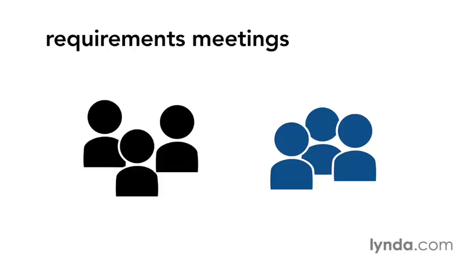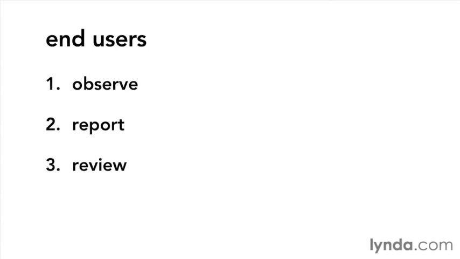If you're working on a project to revamp how people work, you can work with the end users directly. One approach is to conduct observations. In other words, watch what people do in their day-to-day activities. To make sure you get the requirements right, write them up and review them with the workers.